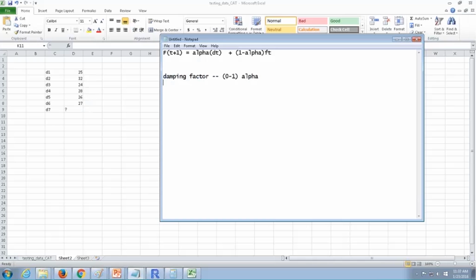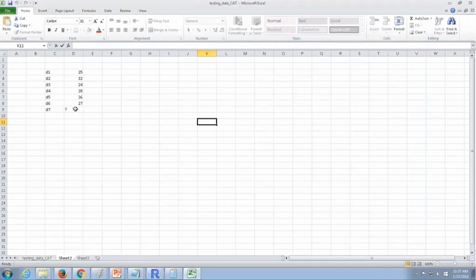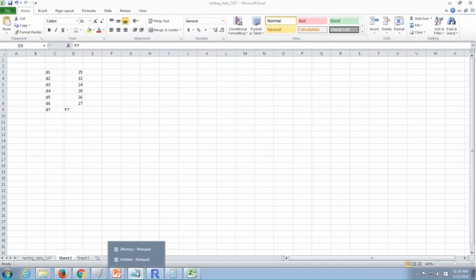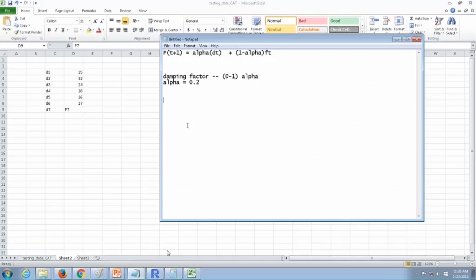Now just assume that in this particular case I consider my alpha as 0.2. I'll tell you the reason why, and how to choose alpha as well. But first we'll talk about the formulas, how it is calculated. For example, this is the value which is F7. This is the value you have to forecast, which is F7. So for D1, these are the values, and this is the value you have to forecast, F7. We'll see how this forecast can happen using this particular formula.